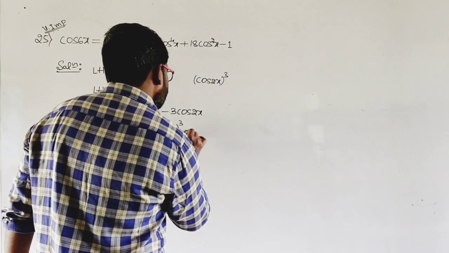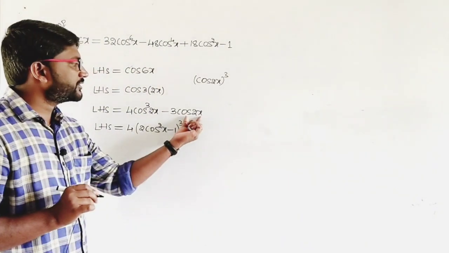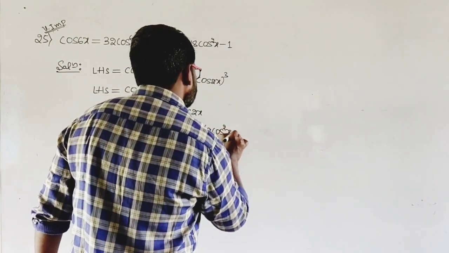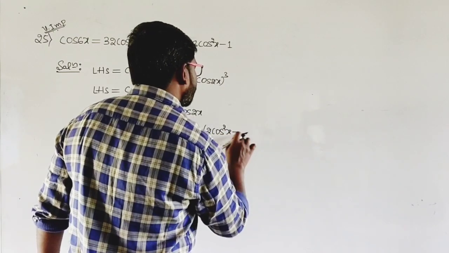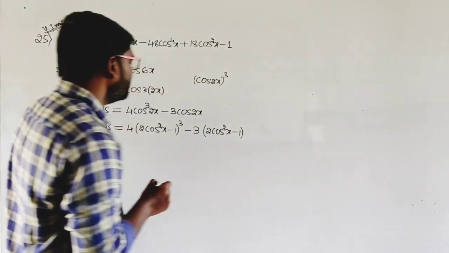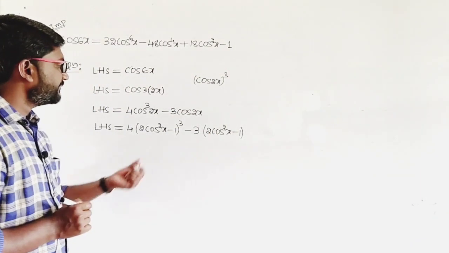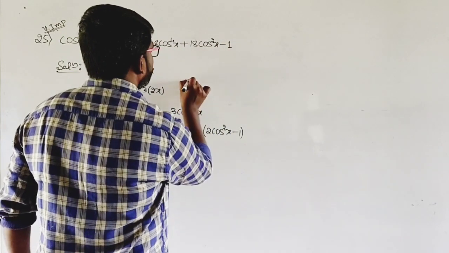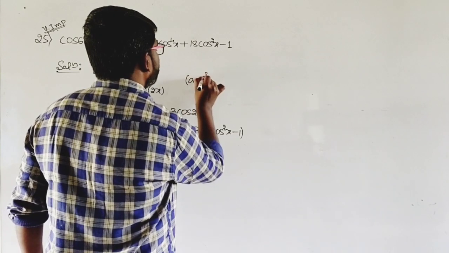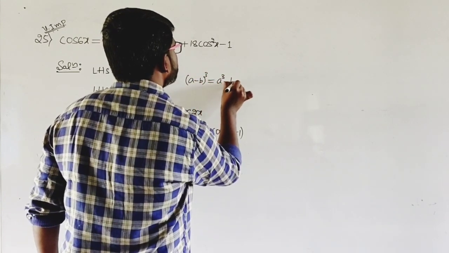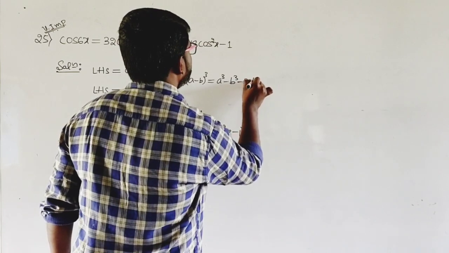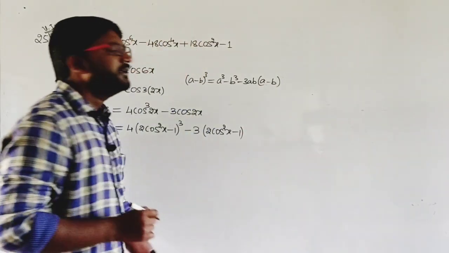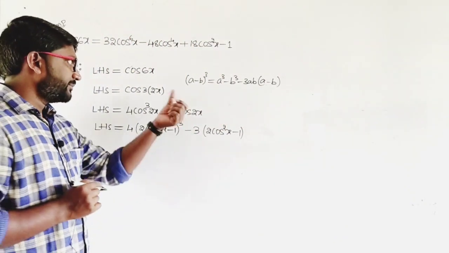Then minus 3 into, again cos 2x can be written as 2 cos square x minus 1. So next we have to simplify these two terms. It is in the form of a minus b the whole cube. What is a minus b the whole cube? A minus b the whole cube is equal to a cube minus b cube minus 3ab into the bracket a minus b. This is the standard formula that we have learnt in our 8th or 9th standard.